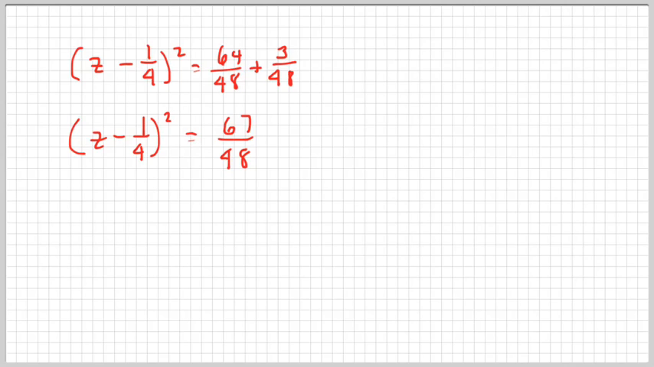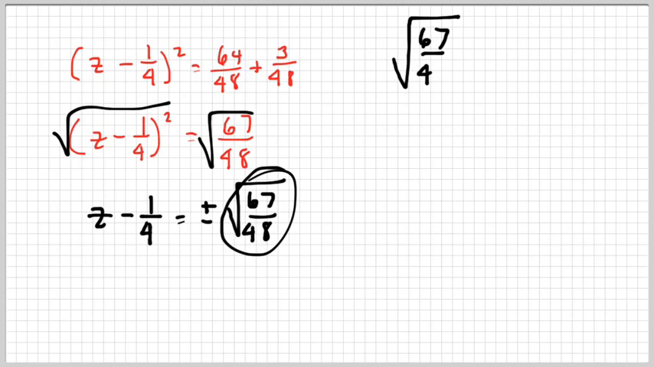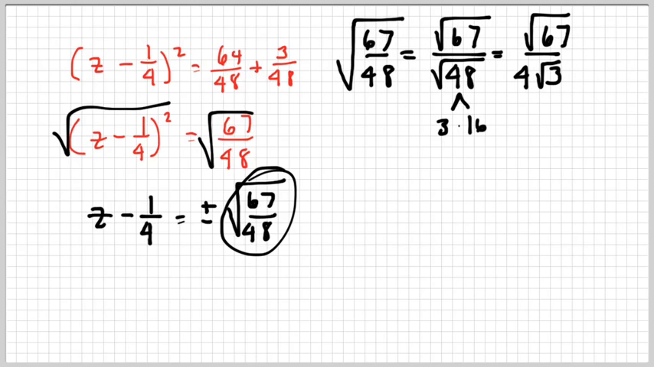Now I can square root both sides. z minus 1/4 equals plus or minus the square root of 67 over 48. Now before I bring that, I can bring that 1/4 over right now, but I'm going to work on this radical a little bit. 67 over 48 both underneath the radical, so we can separate those. Let's see if that 48 factors as 3 times 16. I can take the square root of 16, so that's root 67 over 4 root 3. I don't want a radical in my denominator, so I am going to have to multiply by a root 3 over a root 3 to get rid of that radical. That gives me the square root of 201 over 4 times 3, which is 12.